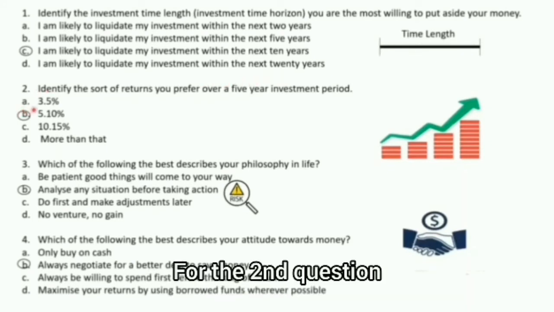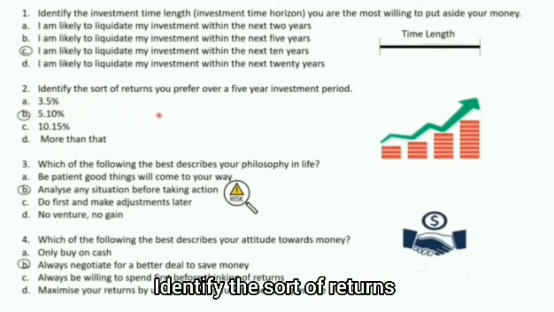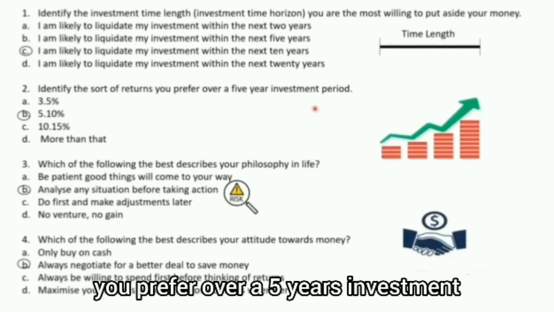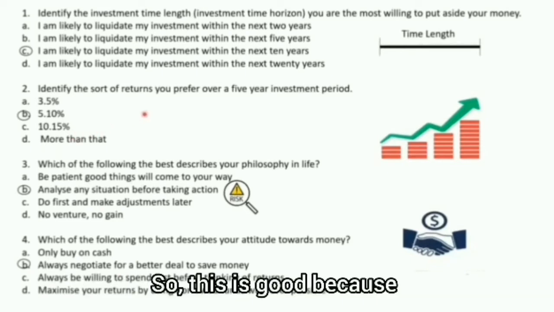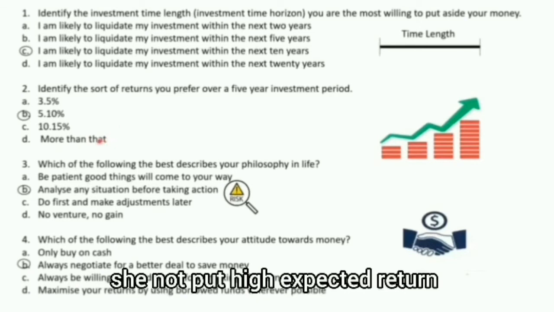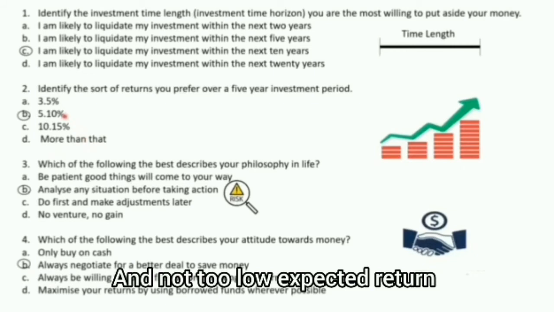For the second question, identify the sort of returns you prefer over a 5-year investment. So Rokia's answer is B, 5 to 10% in return. So this is good because she does not put a high expected return and not too low an expected return.